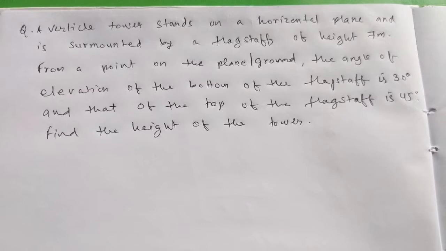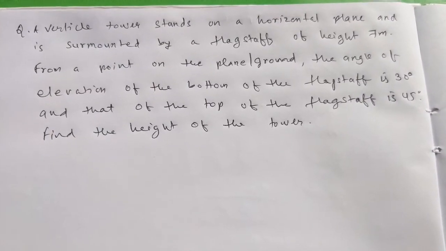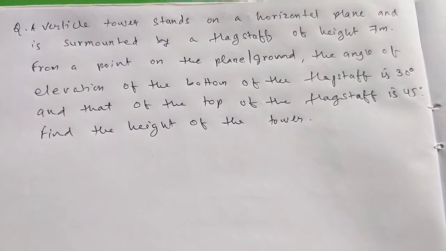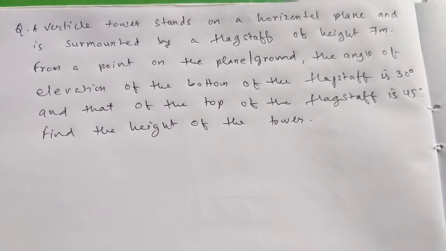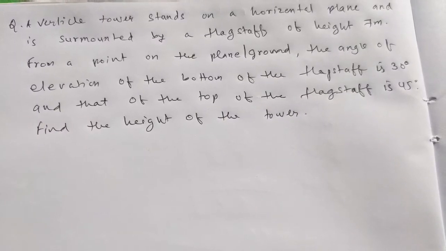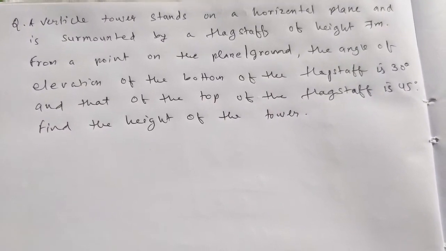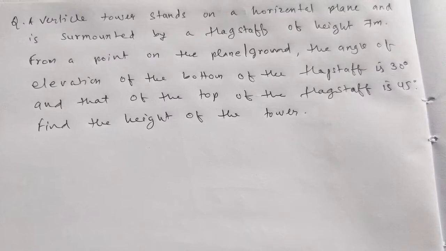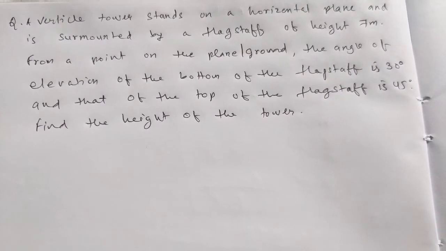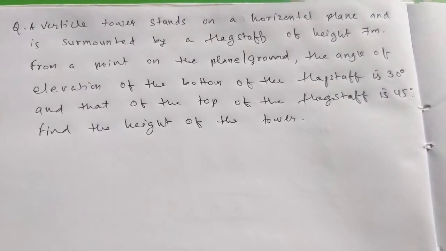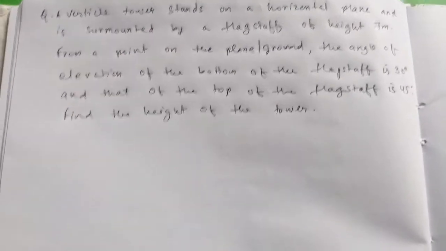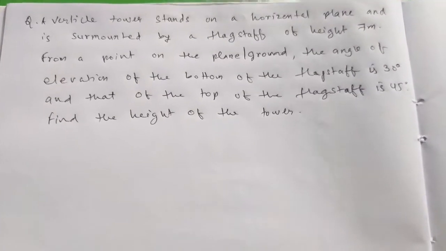A vertical tower stands on a horizontal plane and is surmounted by a flagstaff of height 7 meter. From a point on the ground on the plane, the angle of elevation of the bottom of the flagstaff is 30 degree and that of the top of the flagstaff is 45 degree. Find the height of the tower. Okay, so I will draw the figure.